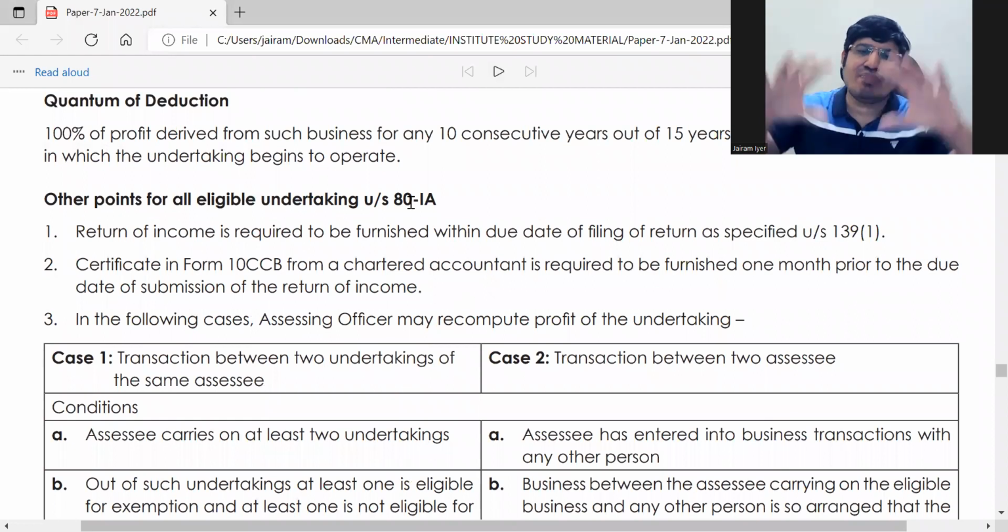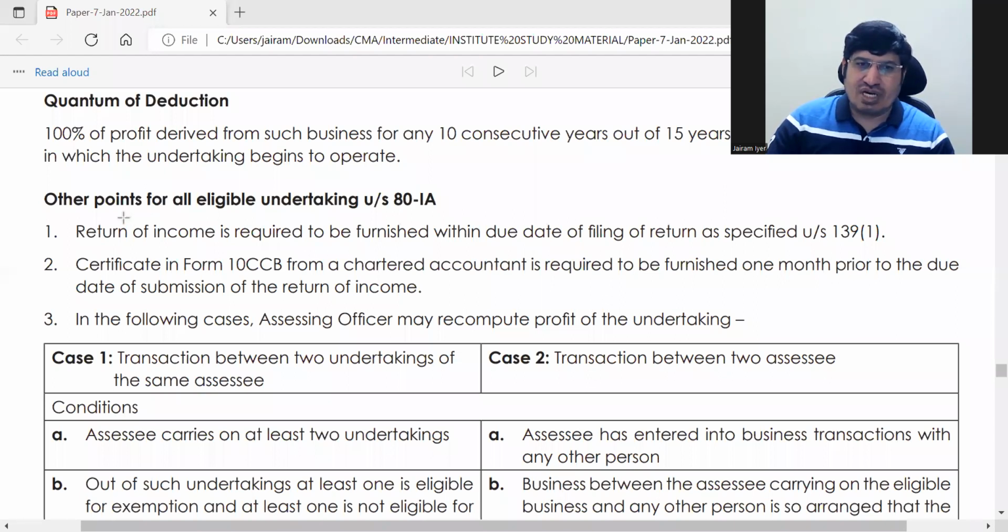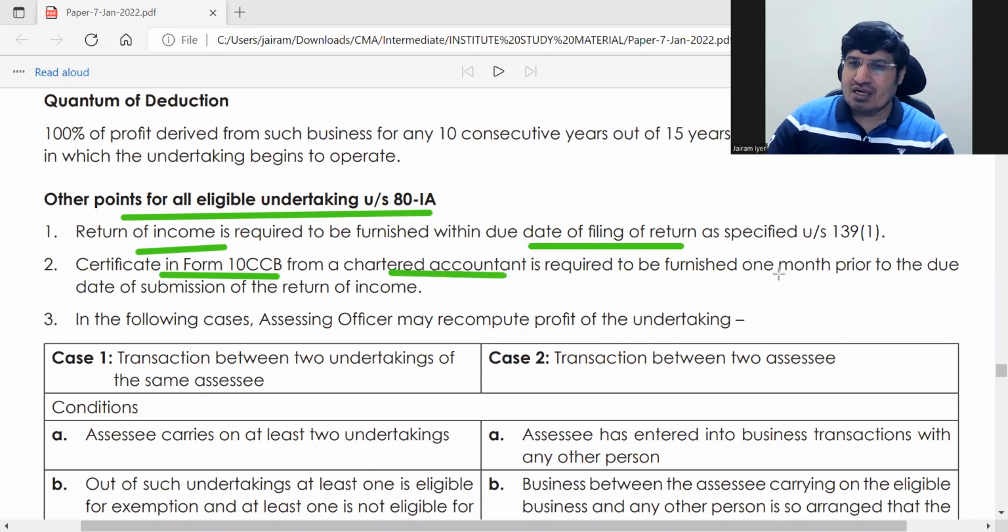So chalo, now other points for eligible undertakings under 80IA for all. So 80IA is the parent section, ठीक है, इसका जो parent section है हमारा, right? So इसमें for entities eligible under 80IA, some other things are required. One is return of income has to be furnished before the due date. Okay, filing of return of income. Second is form 10CCB, certificate in form 10CCB from a CA, 1 month prior to the due date of submission of return. These two things are required. One is file your return of income within the due date, then chartered accountant certificate in 10CCB 1 month prior to the due date. That's it.